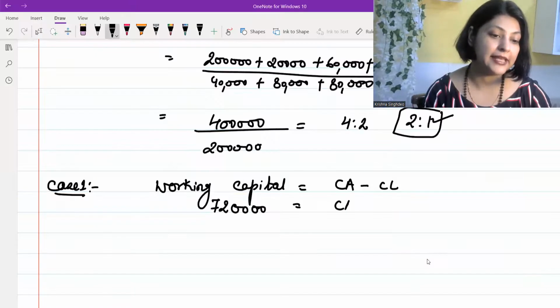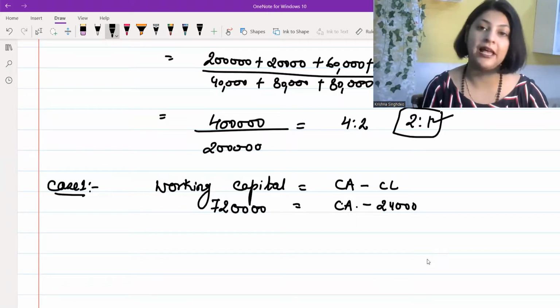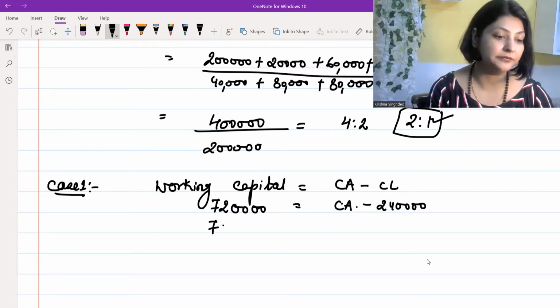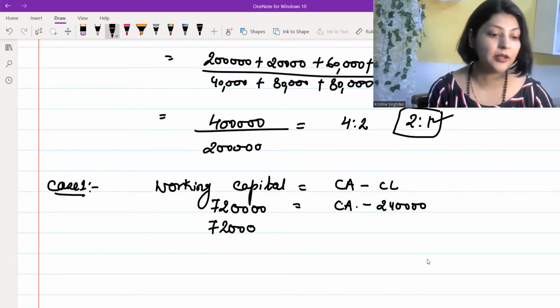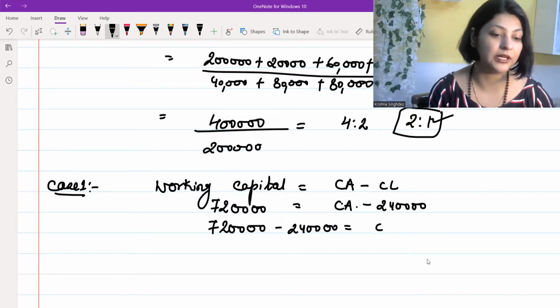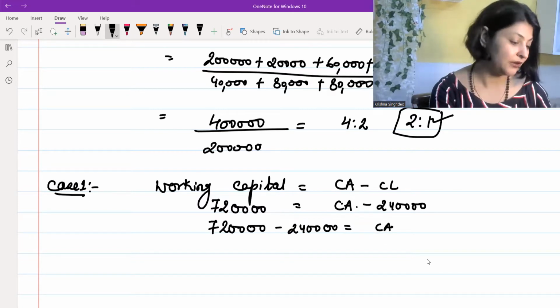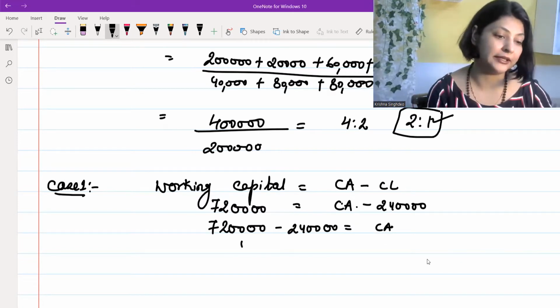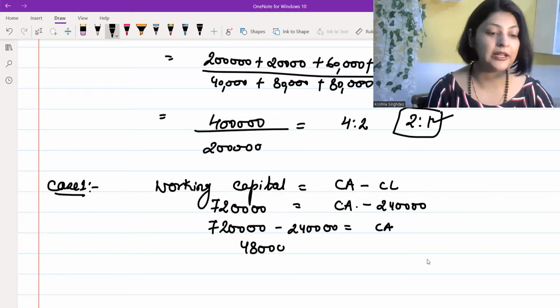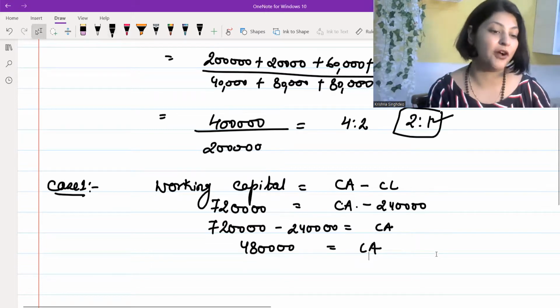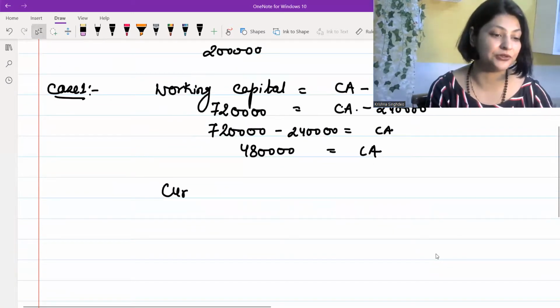I will write CA as it is and minus 2,40,000. Now by change of place, I'm going to find out what is the amount of current assets. So 7,20,000 minus 2,40,000 is equal to current assets. 7,20,000 minus 2,40,000 is 4,80,000. So now we know numerator and denominator both of our ratio, and which ratio is to be found out? My ratio is current ratio.